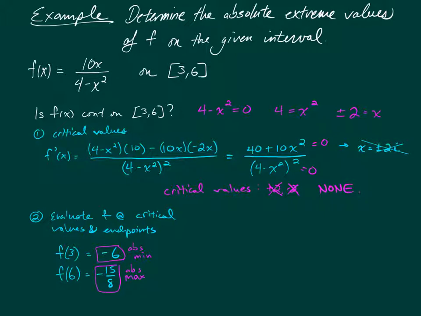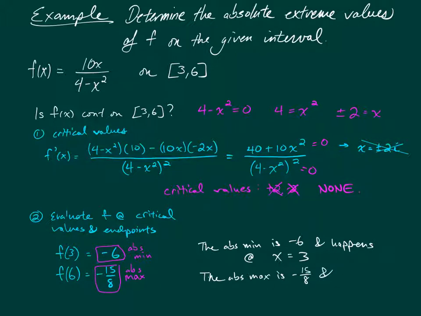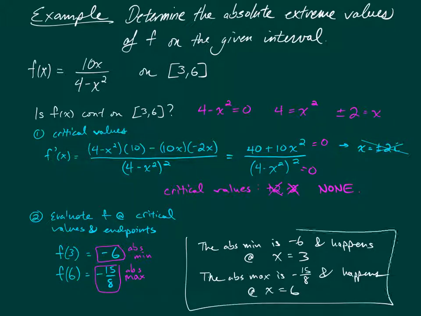And then we can go ahead and finish writing our statements that the absolute minimum is negative 6 and happens at x equals 3. And also we can say the absolute maximum is negative 15 over 8 and happens at x equals 6. So here are where the absolute mins and the absolute maxes happen.